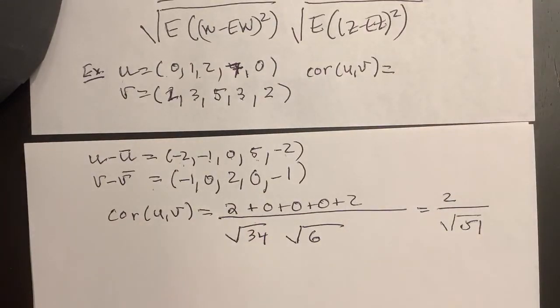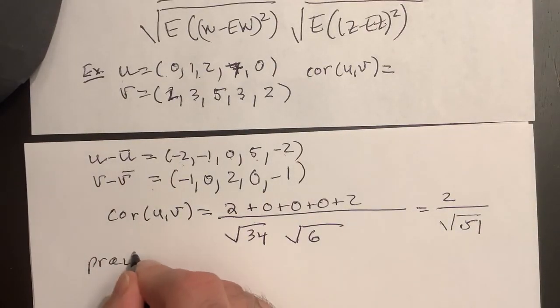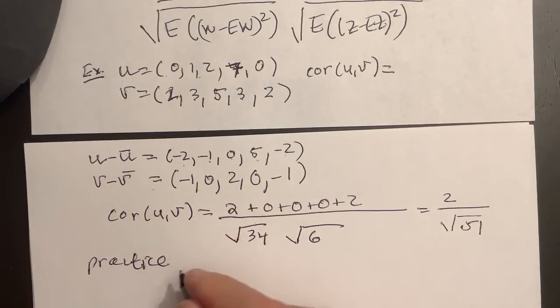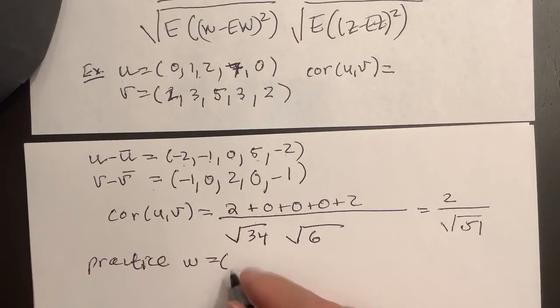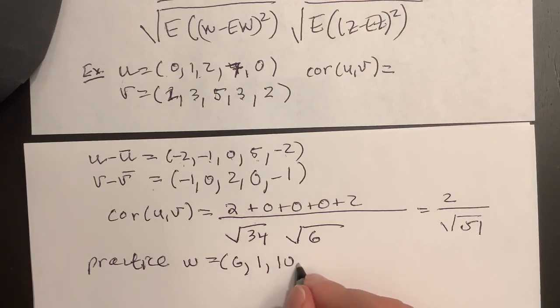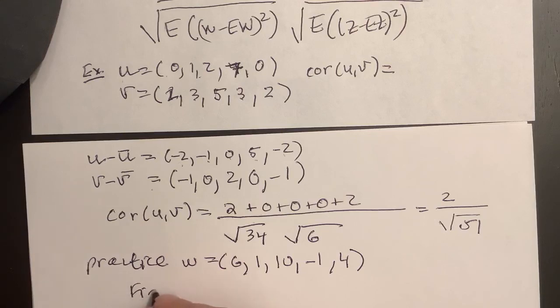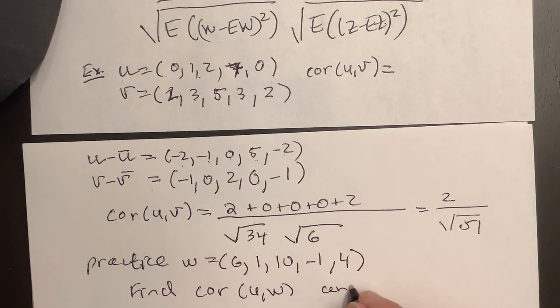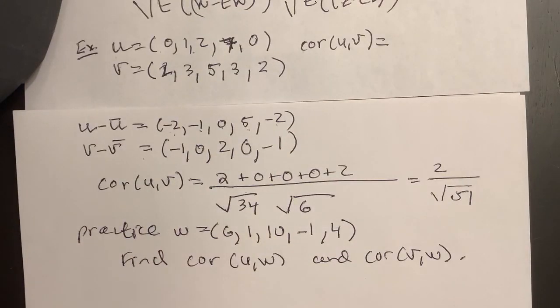So for practice, suppose little w is equal to 6, 1, 10, minus 1, 4, and find the correlation of u and w and the correlation of v and w. Oh my God, we gotta stop.